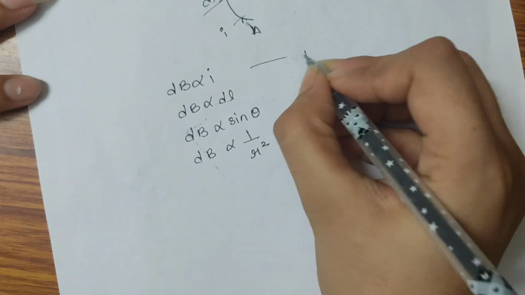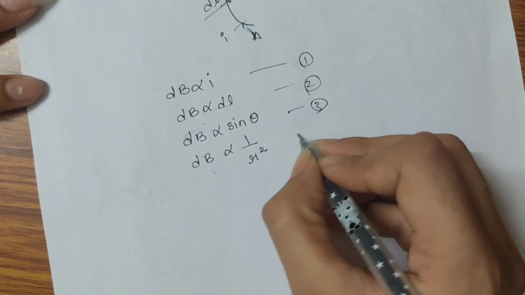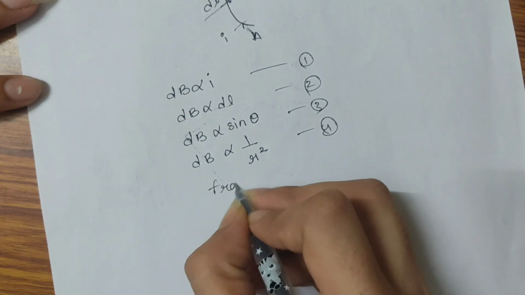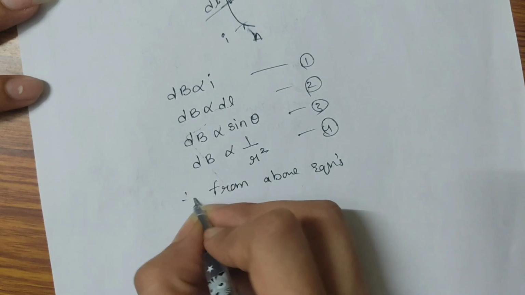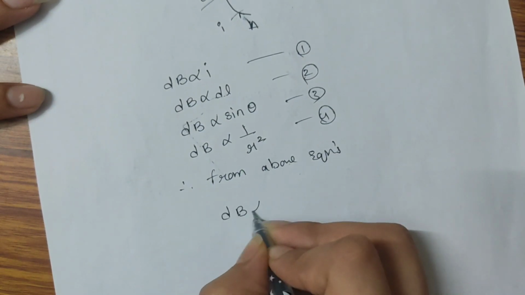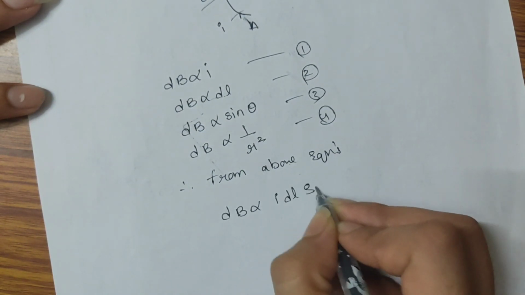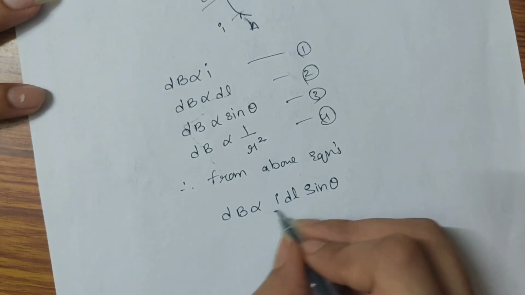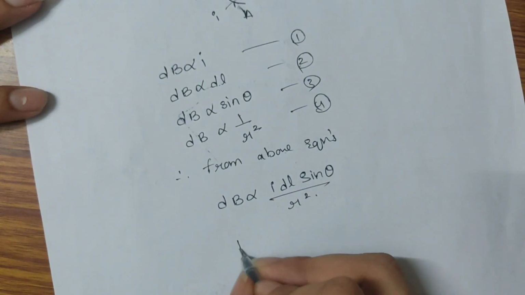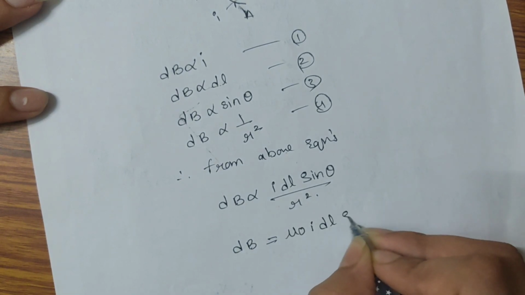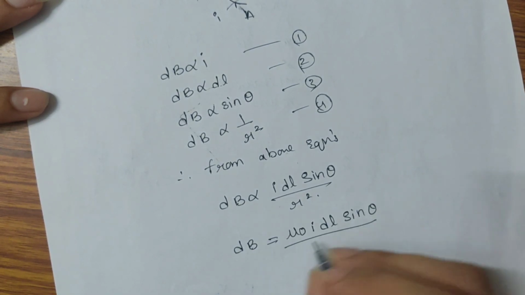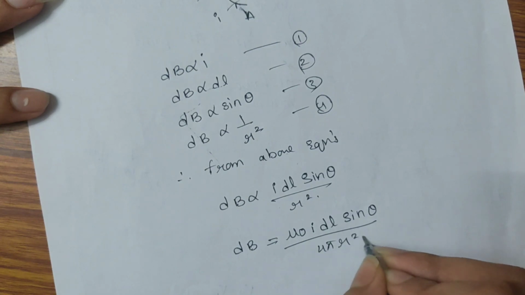Now consider these as the equations. From the above equations we can write dB is directly proportional to I dl sine theta by r square, and so dB is equal to mu naught I dl sine theta by 4 pi r square.